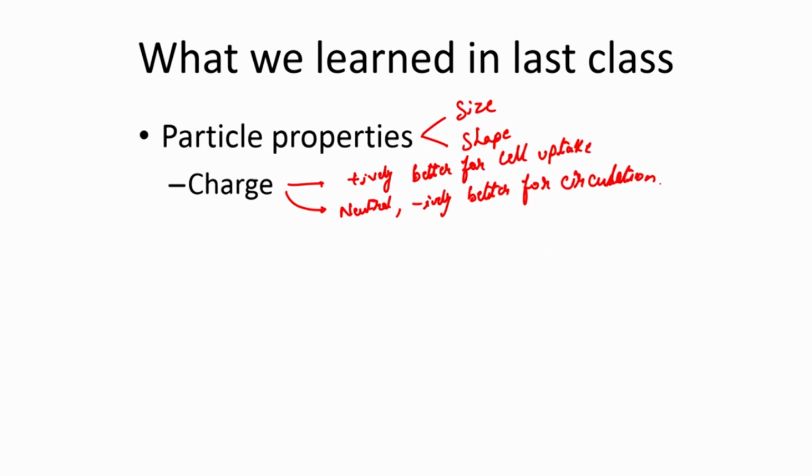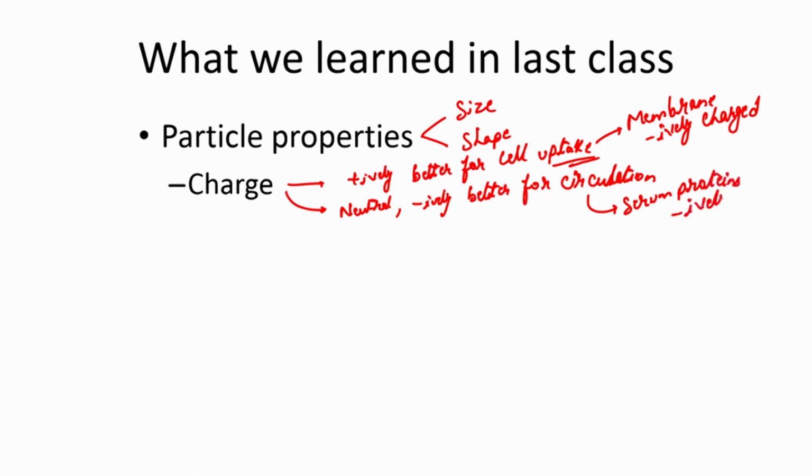Right, and what are the reasons for this? Of course, the cell membrane itself is slightly negatively charged. So there is electrostatic interaction, and that is why it will get closer to the cells for it to uptake it, whereas in circulation you have several serum proteins which are also negatively charged. Because of that, these serum proteins will adsorb onto your particles and will not let them flow longer, because they might get recognized by some other molecule.